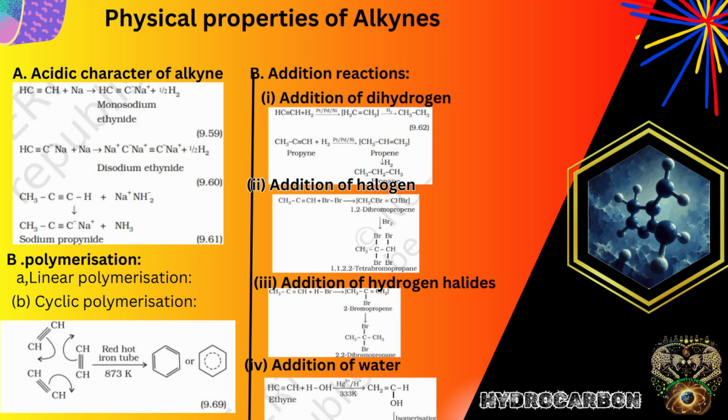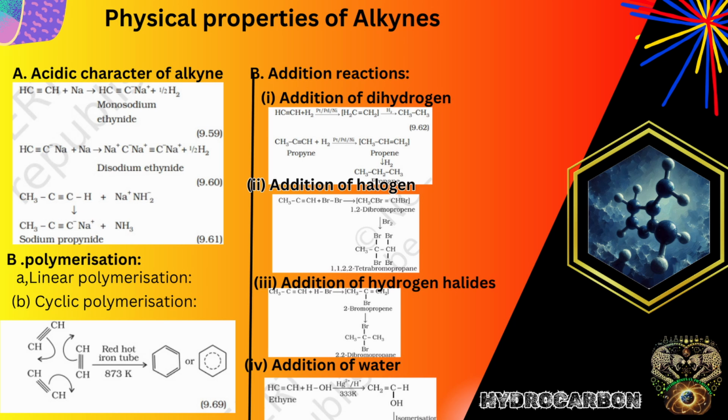Now let's talk about how alkynes react chemically. Ethyne reacts with sodium metal or sodamide, forming sodium acetylide and releasing hydrogen gas. This reaction does not happen with alkanes or alkenes, proving that alkynes are more acidic. This reaction occurs because sp hybridized carbon has 50% s character, making it more electronegative, pulling the C-H bond electrons closer and making hydrogen easy to lose as a proton.